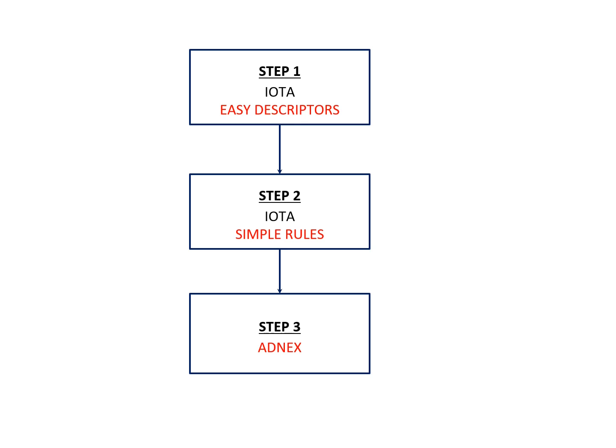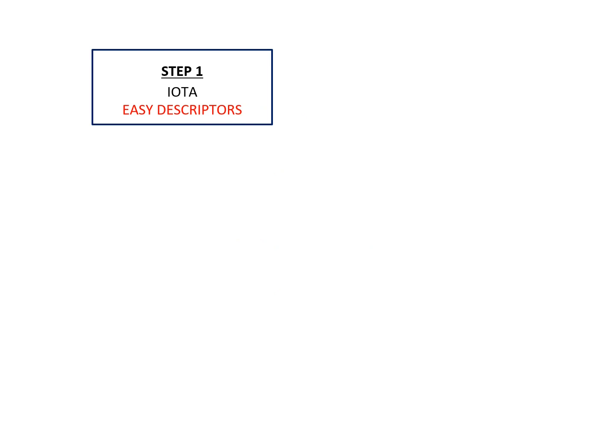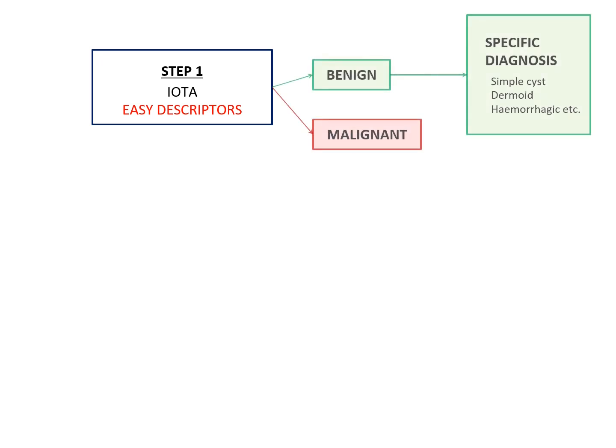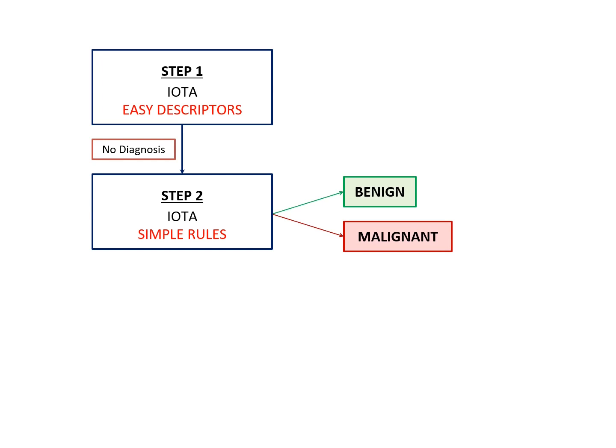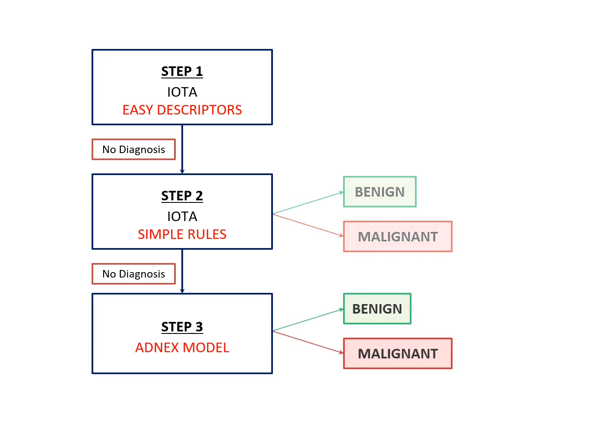You first use step 1 to see whether the tumor is benign or it looks to be a malignant tumor. In case of benign tumors in step 1, you can quickly make a specific diagnosis like a simple cyst, a dermoid, or a hemorrhagic cyst. If there is still no diagnosis, you go to step 2 using the simple rules and try to guess whether the lesion is benign or malignant. If you still can't reach a diagnosis, you will go to step 3, which is the Adnex model of calculation, and try to reach a diagnosis of benign versus malignant.